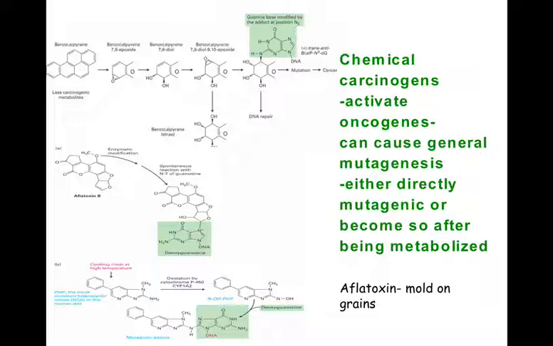Or they are metabolized into something that can become mutagenic. So here are just some pathways about how these toxins can cause mutations. Aflatoxin is a mold on grains. So grains that are stored in silos, which are most grains in this country, can accumulate aflatoxin, and that can be a very powerful mutagen.